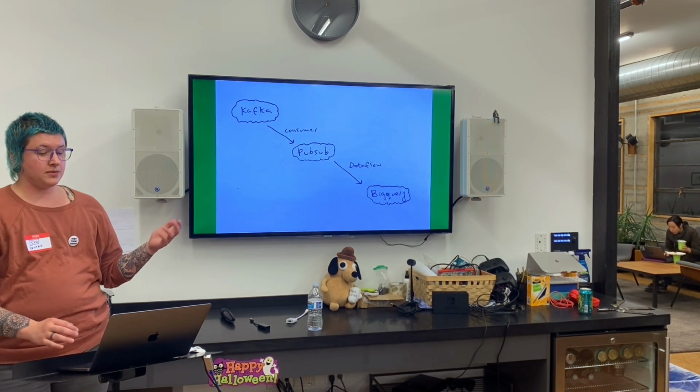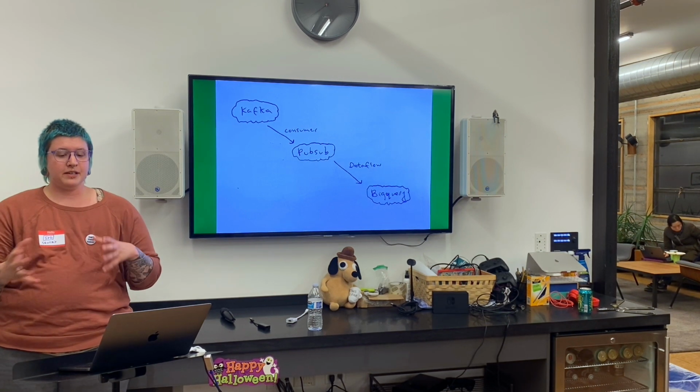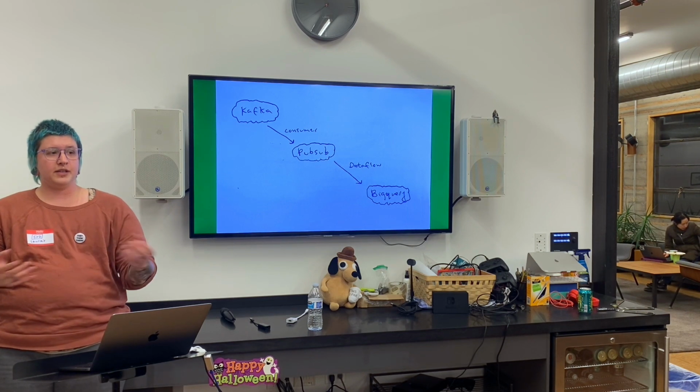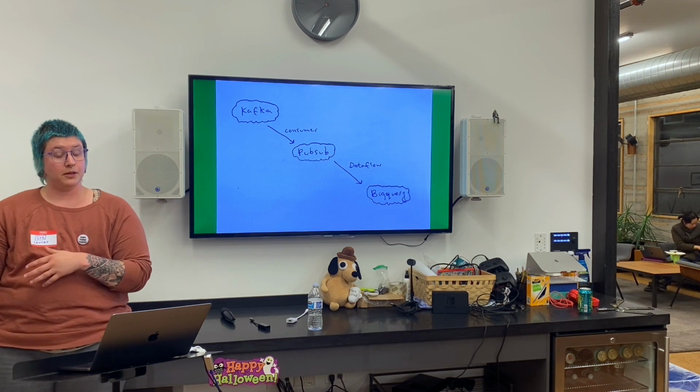So at a high level, this is what I'm doing after the changes are sent to Kafka. I wrote a consumer that does a little bit of formatting and filtering, and then it throws them into PubSub. And then I'm using Dataflow to consume from PubSub, do some more formatting and data transforms, and then write it to BigQuery.